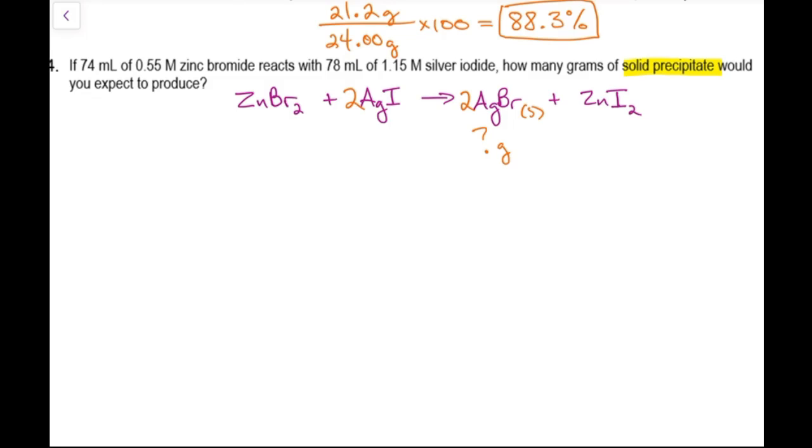So anytime you're given amounts of both reactants, in this case it's in milliliters and it's also giving you molarity. In the previous problem, both reactants were given to you in grams, but anytime you're given amounts of both reactants, the first step will always be to figure out the limiting reactant. So go ahead and see if you can do that now. Remember though, they're in milliliters, so you have a little bit different process than if they were in grams.